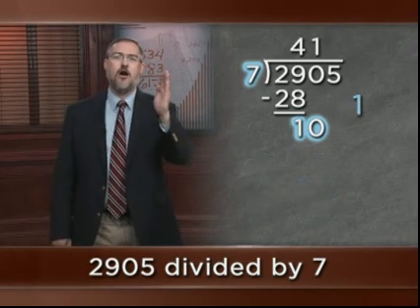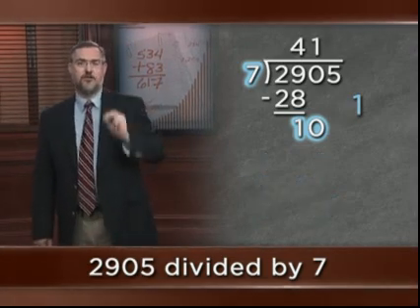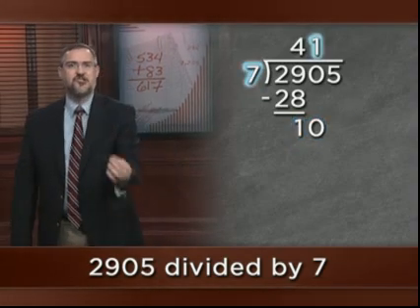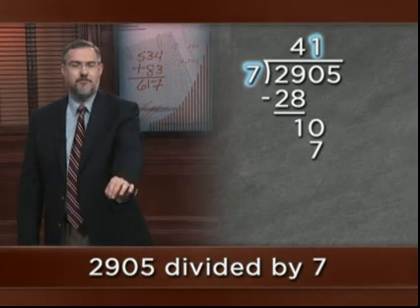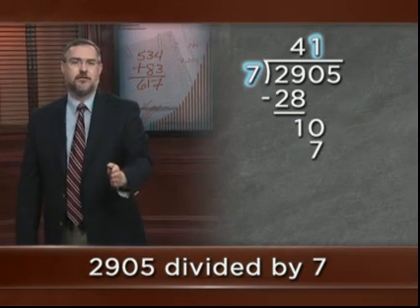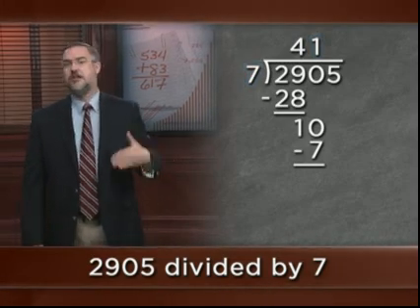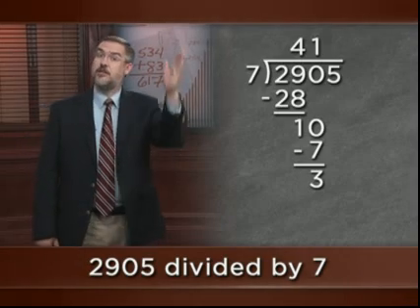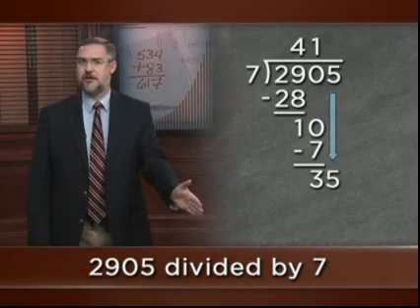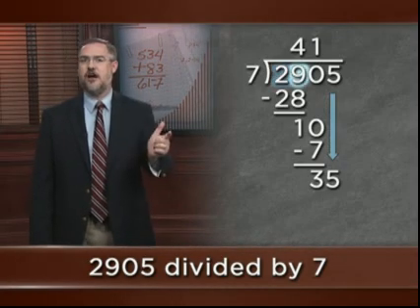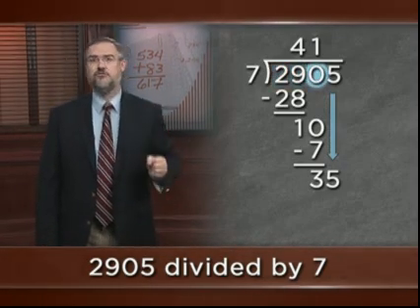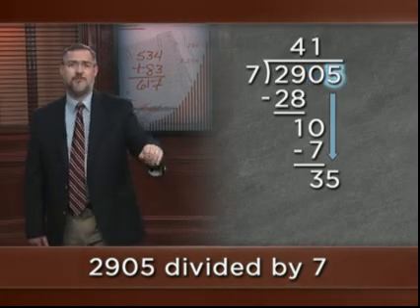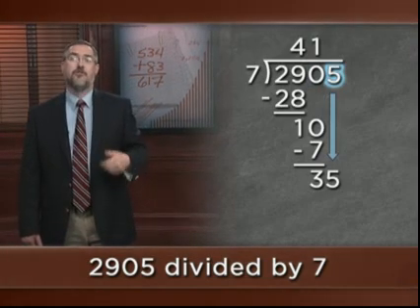So I'm going to place a 1 above that 0 in 2,905. And since 1 times 7 is 7, I'm going to place a 7 under the 10 at the bottom of my work, and I'm going to align it correctly. And now I need to subtract. 10 minus 7 is equal to 3, so I leave that 3 there, and then I drop down the next digit that I haven't used yet. I've already used the 2, I've used the 9, and I've used the 0, but I have not used the 5. And so I'm going to drop down a 5, and that means at the bottom of my work, I now have the number 35.